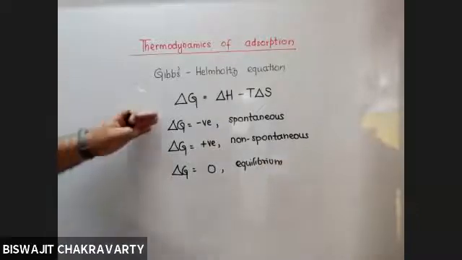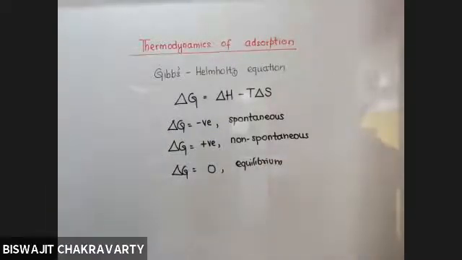So these are the three results which are possible for delta G. For any process, if delta G is negative, that means the Gibbs free energy is decreasing, which means the system is utilizing this free energy to do work on its own. That is why it is decreasing.